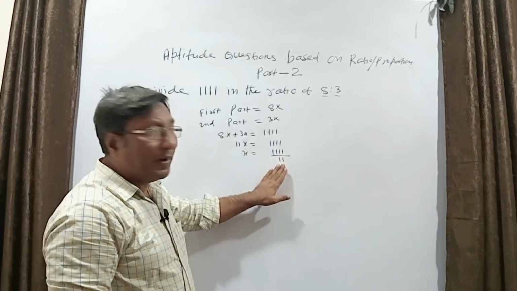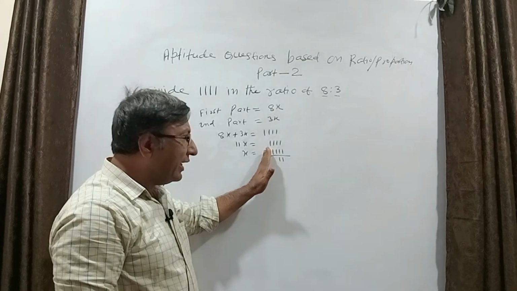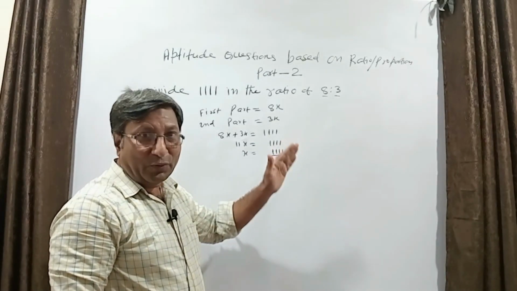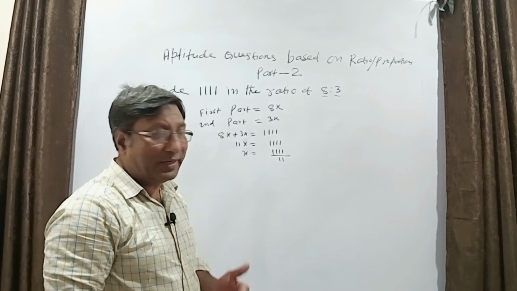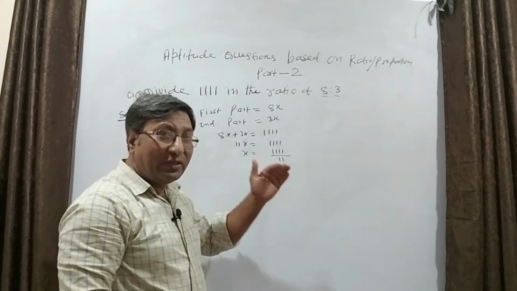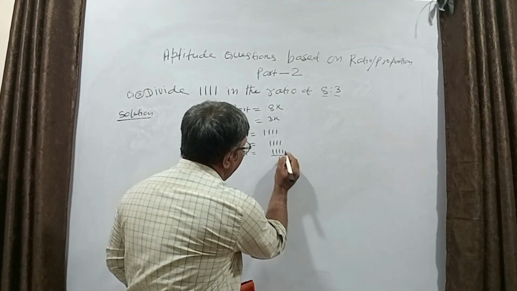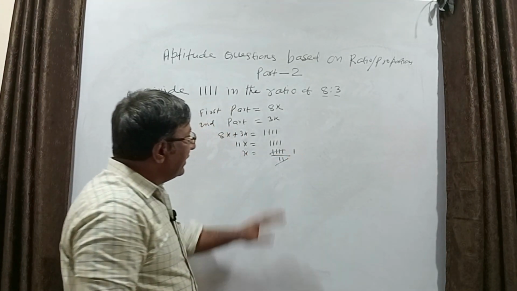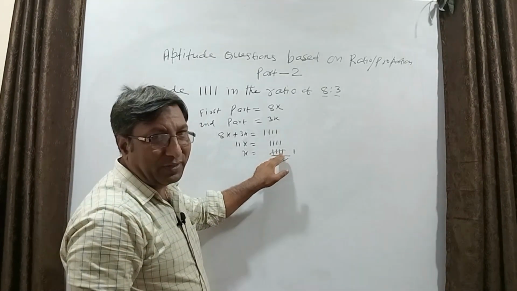1111 divided by 11. Mostly students make a mistake here: 11 ones are 11, 11 ones are 11. But you know 11 into 11 is only 121. So what is the correct way? 11 ones are 11. So this is totally cancelled. Now we will get one number only.